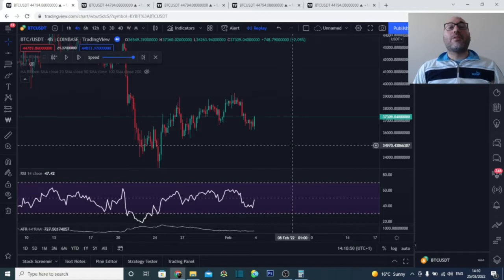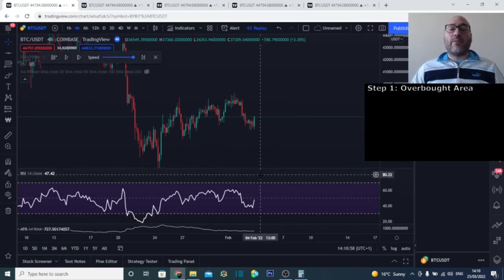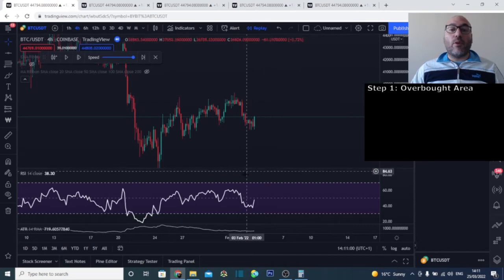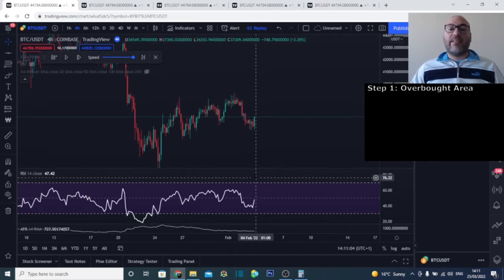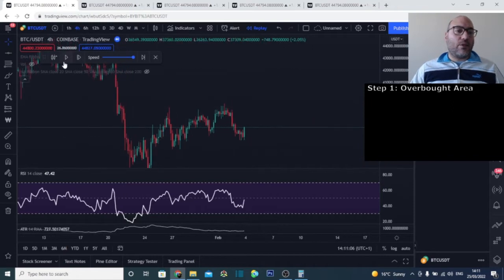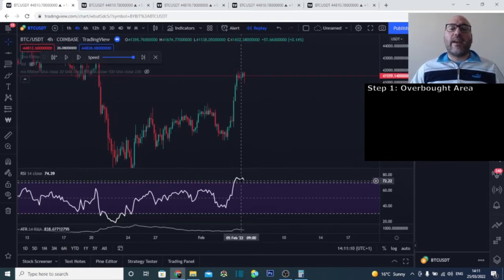Today I'm gonna show you 6 easy and simple steps to master double tops and double bottoms. So let's get started. Step 1. We want the price to be in the overbought territory of the RSI for the double tops. So let's play this example. We got our price in the overbought territory.